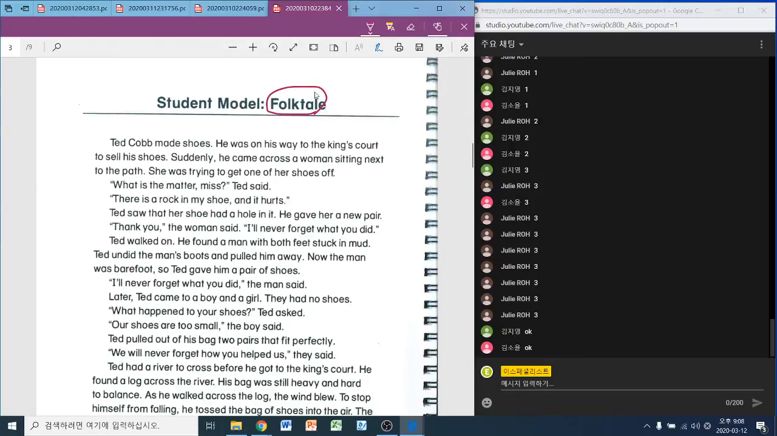Okay, so what is a folk tale? Folk means people, and tale means story. So folk tale means people's story. What does that mean? That means from long ago, people really liked to make stories to tell something to other people. So that kind of story is a folk tale.